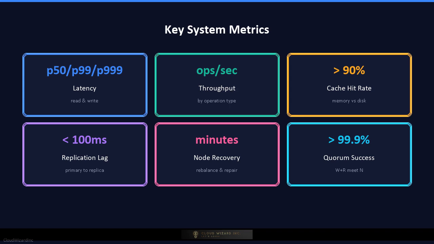Node recovery time, how long it takes to rebalance data after a node joins or leaves. Quorum success rate, the percentage of operations that meet the required read and write replica counts. Data durability, the probability of data loss under a given failure scenario. Conflict or repair rate, the number of read repair or anti-entropy operations needed. And operational cost, the CPU, memory, disk, and network consumed per request. These metrics are what the business actually cares about.